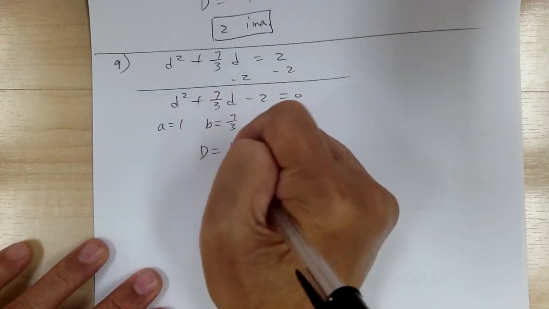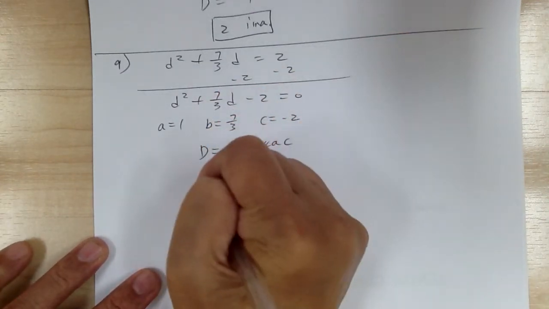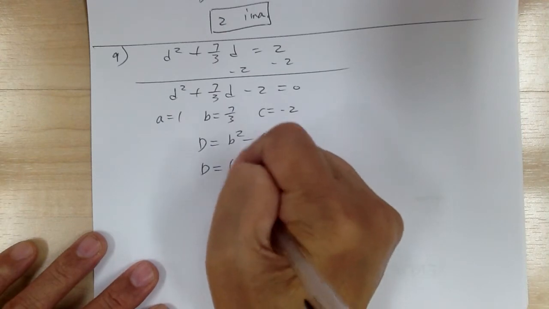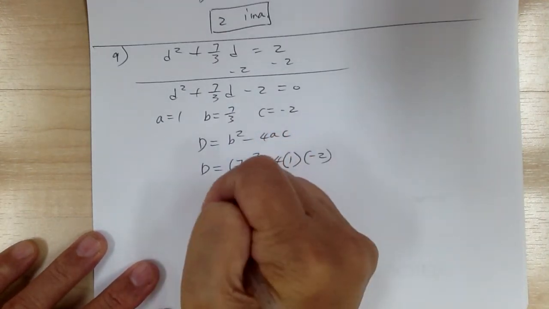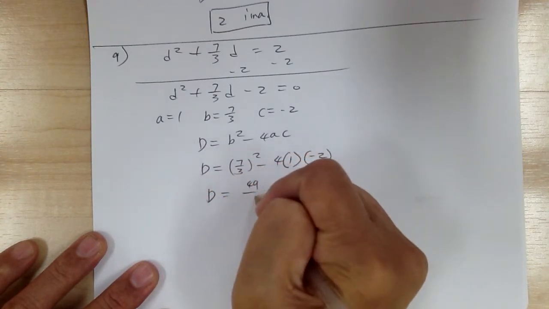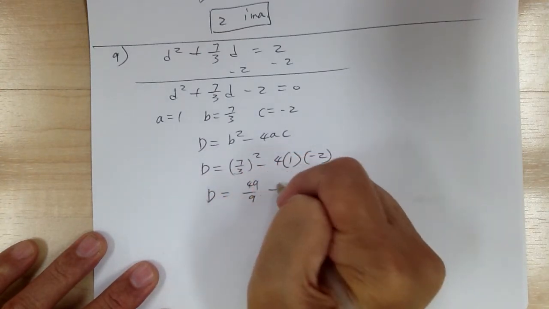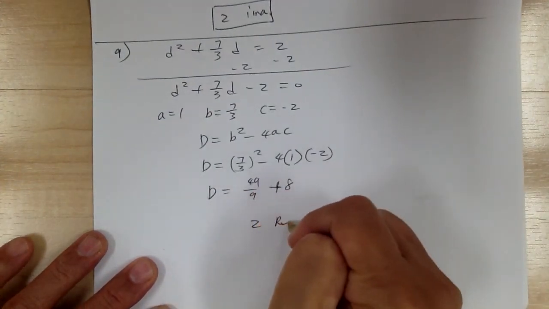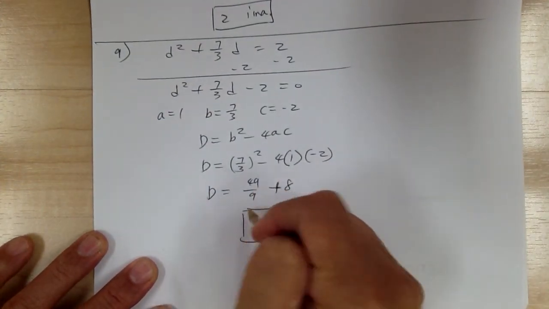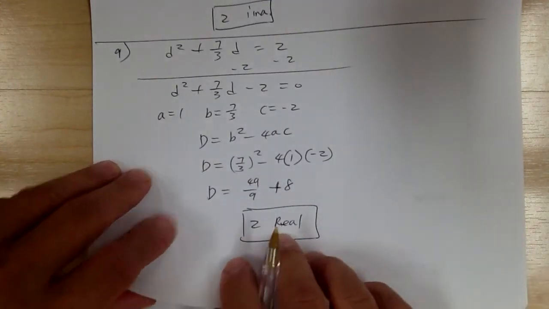So d equal to b squared minus 4ac. So d equal to 7 over 3 squared minus 4ac. So d equal to 49 over 9 plus 8. Okay, so right away you know it's going to be positive, so it's going to be 2 real roots. Okay, let's go to 11.